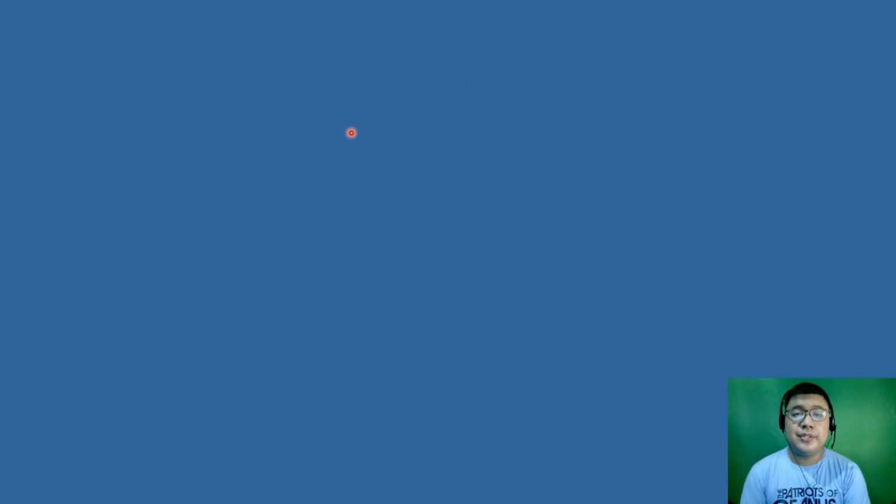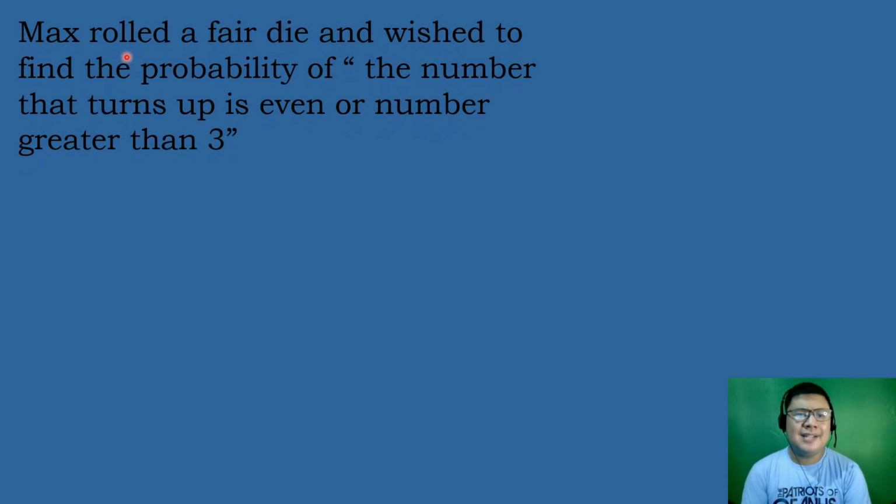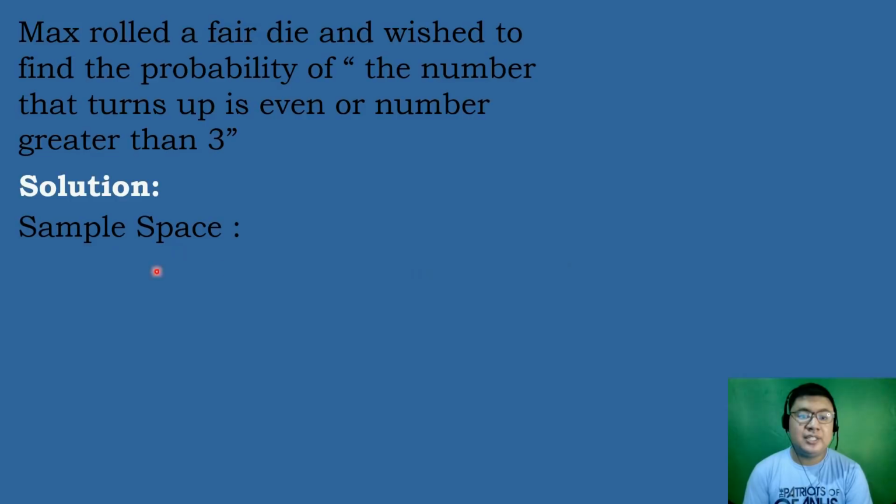Let's apply the concept of the probability of union and intersection of two events with the following problems. Max rolled a fair die and wished to find the probability that the number that turns up is even or a number which is greater than 3. Now, we will be looking for the sample space and the event outcomes. Sample space is equal to 6. There are 6 numbers on a 6-sided die, and those numbers are 1, 2, 3, 4, 5, and 6.